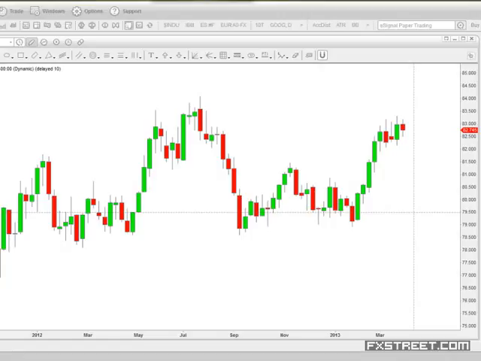Then we're going to go down to cable first, talk about a decent formation that's sitting in cable at the moment. Then we'll look at euro dollar, euro sterling, because of the correlation between those two currency pairs, and then the yen pairs.